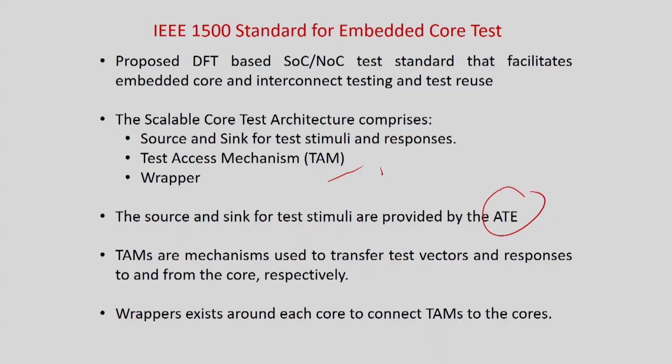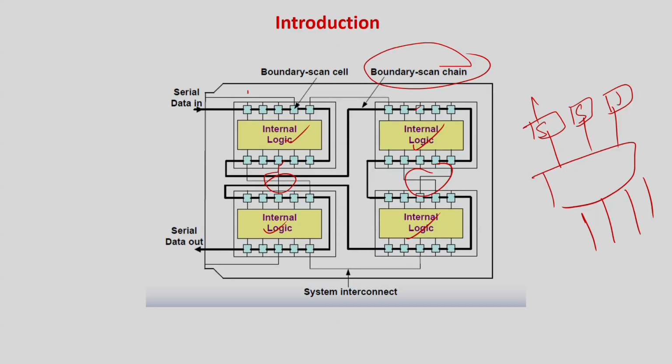If it is from your external equipment, it can be through the source and sink, the ATE and so forth. Source and sink means some pattern generator, which can be external or internal. The test access mechanisms, TAMs, are used to transfer the test vectors and responses to and from the core respectively. Some internal connectivity has to be there, because if I have to give some values over here, maybe this point is not directly available to me. So there should be a test access mechanism.